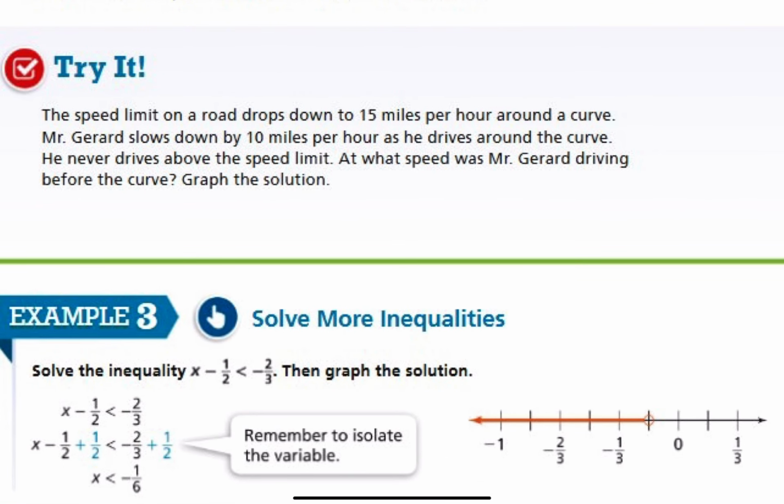The speed limit on a road drops down to 15 miles per hour around a curve. Mr. Gerard slows down by 10 miles per hour as he drives around the curve. He never drives above the speed limit. At what speed was he driving before the curve? Graph the solution. All right, so our total now is 15 because that's what he's now going.